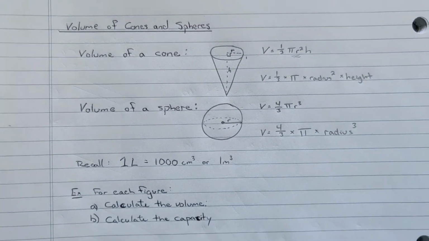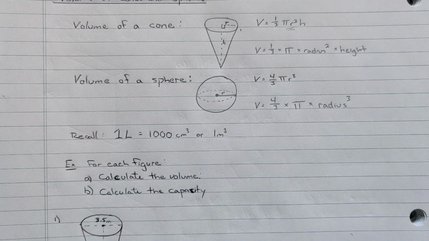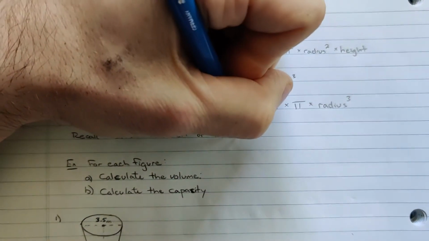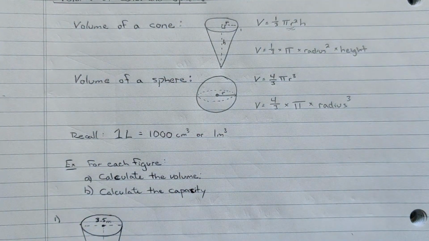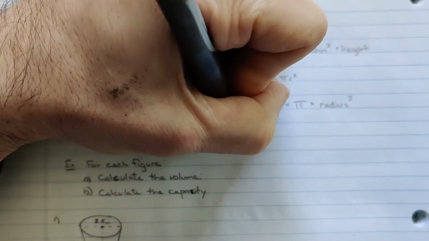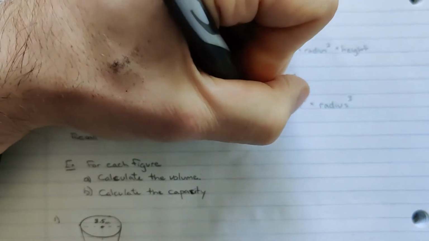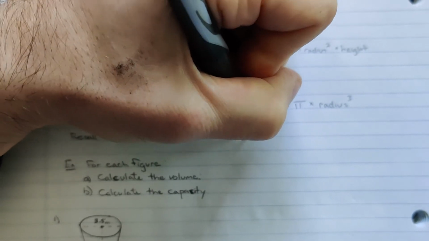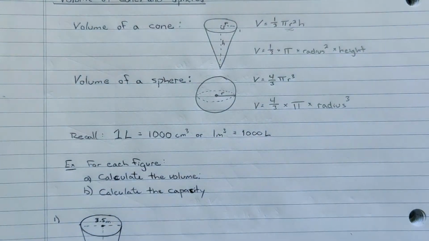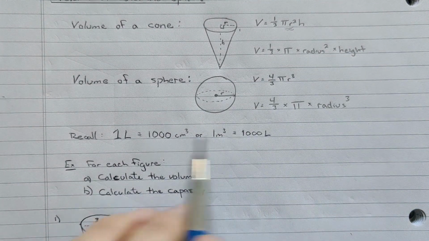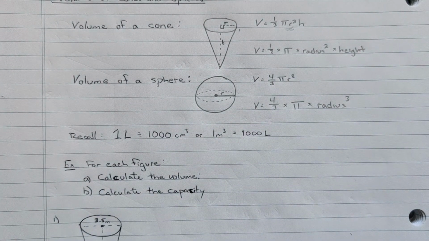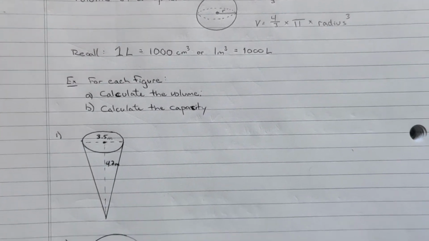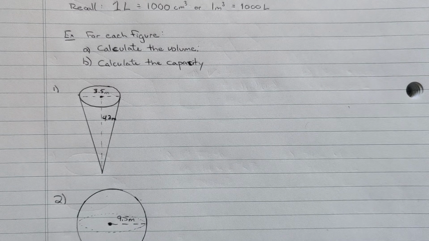And so if you want to recall from the last video, we had just mentioned that, and I didn't finish this, 1 liter equals 1,000 centimeters cubed, or 1 meter cubed equals 1,000 liters. So we have those two conversions for capacity. Remember that volume is the measure of the space something takes up. The capacity is how much will fit inside. So we want to calculate the volume and then the capacity of each of these figures here.